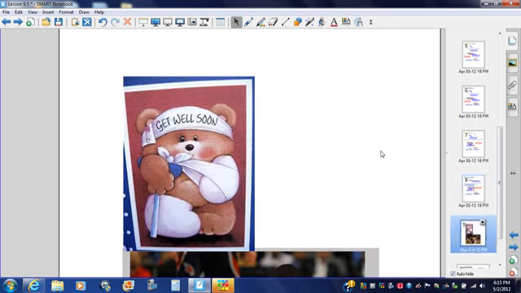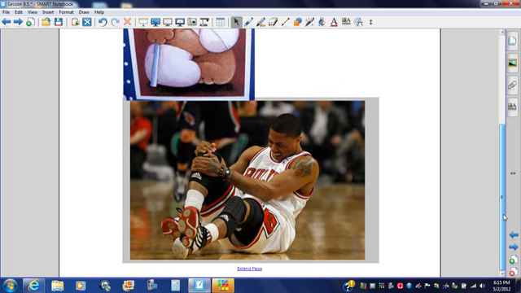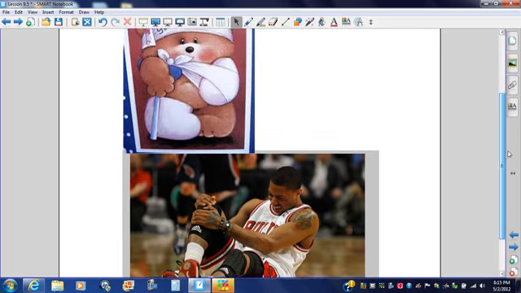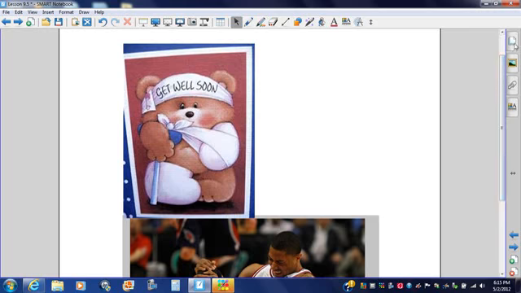Alright guys, I am out of here. Why? Because I have to go make my get well soon card for D Rose. Wah, wah, wah. It's just not in the cards for the Bulls to make the playoffs this year, but I'm sure he'll be back next year. Doubles.